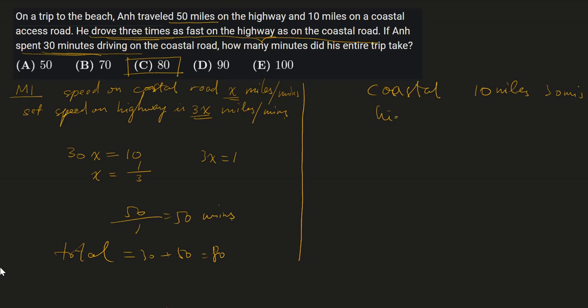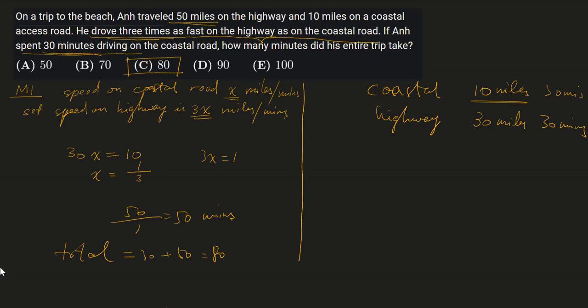And we know on the highway, he's 3 times as fast. Then for the same 30 minutes, how many miles can he travel? That'll be 3 times the distance on the coastal road, so that'll be 30 miles. Is that good enough? Of course not. He needs to travel 50 miles instead.